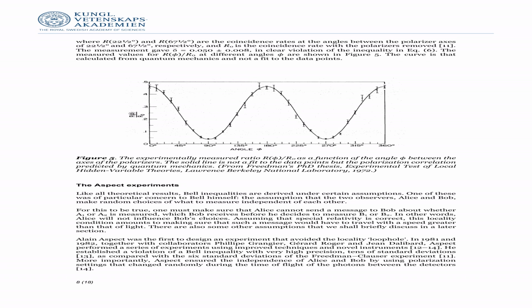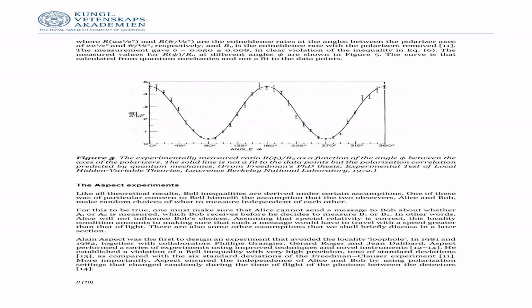The measured values for R(φ)/R₀ at different angles φ are shown in Figure 5. The curve is that calculated from quantum mechanics and not a fit to the data points. Figure 5. The experimentally measured ratio R(φ)/R₀ as a function of the angle φ between the axes of the polarizers. The solid line is not a fit to the data points, but the polarization correlation predicted by quantum mechanics. From Friedman's PhD thesis, Experimental Test of Local Hidden Variable Theories, Lawrence Berkeley National Laboratory, 1972.